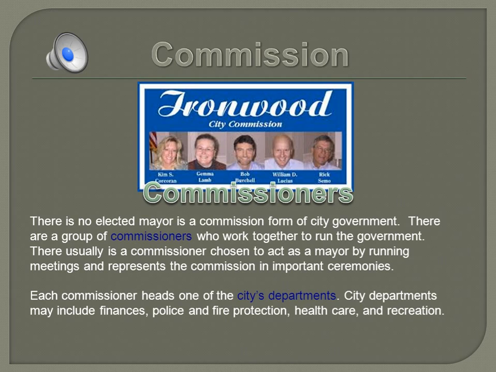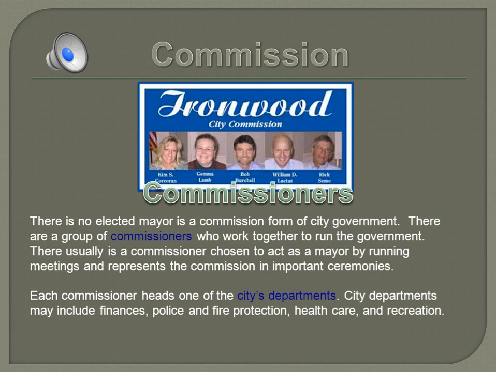Each commissioner is elected by the people, and they work together as a group to run the city's government. Now, how do they do that? How do they run the government? There's a lot to run, right? Because if we're talking about govern, we're talking about direction, and these people are in charge of giving direction.